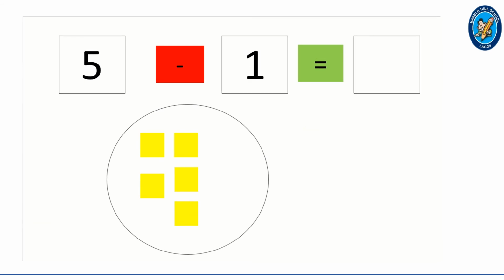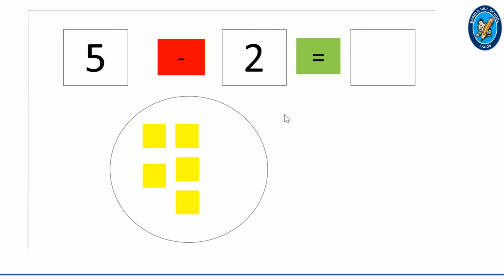5 minus 1. 5 minus 1 means we're taking 1 out of 5. If we look at our circle, we have 5 squares, and we're going to take 1 out. 1. How many squares do we have left? 1, 2, 3, 4. So that means 5 minus 1 is 4.